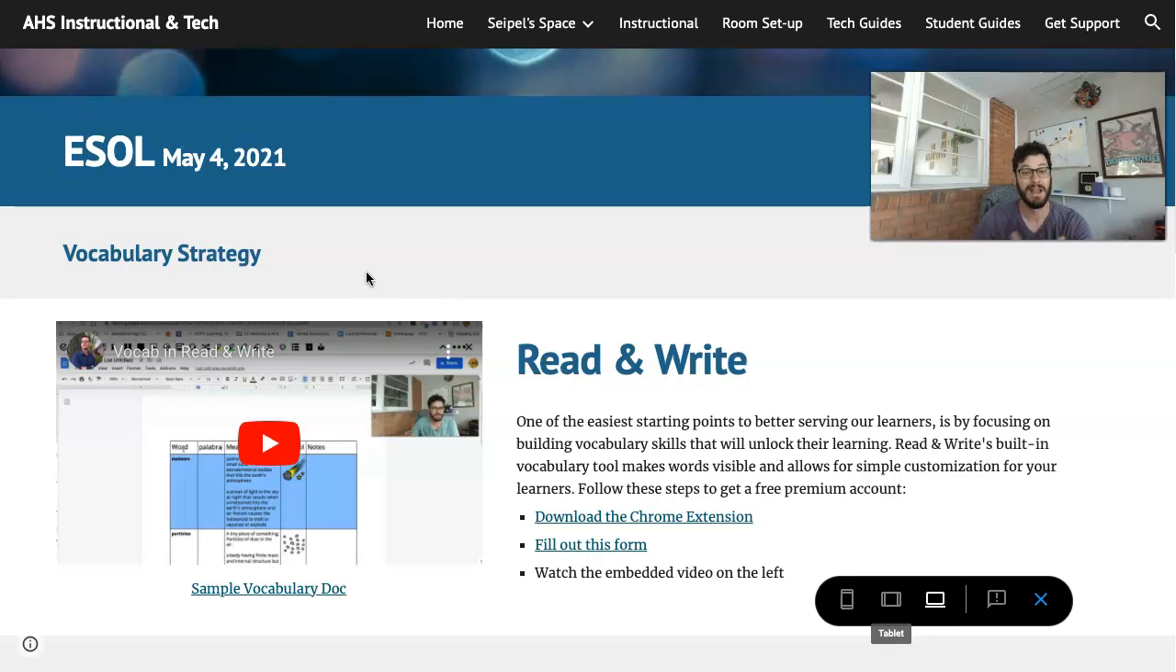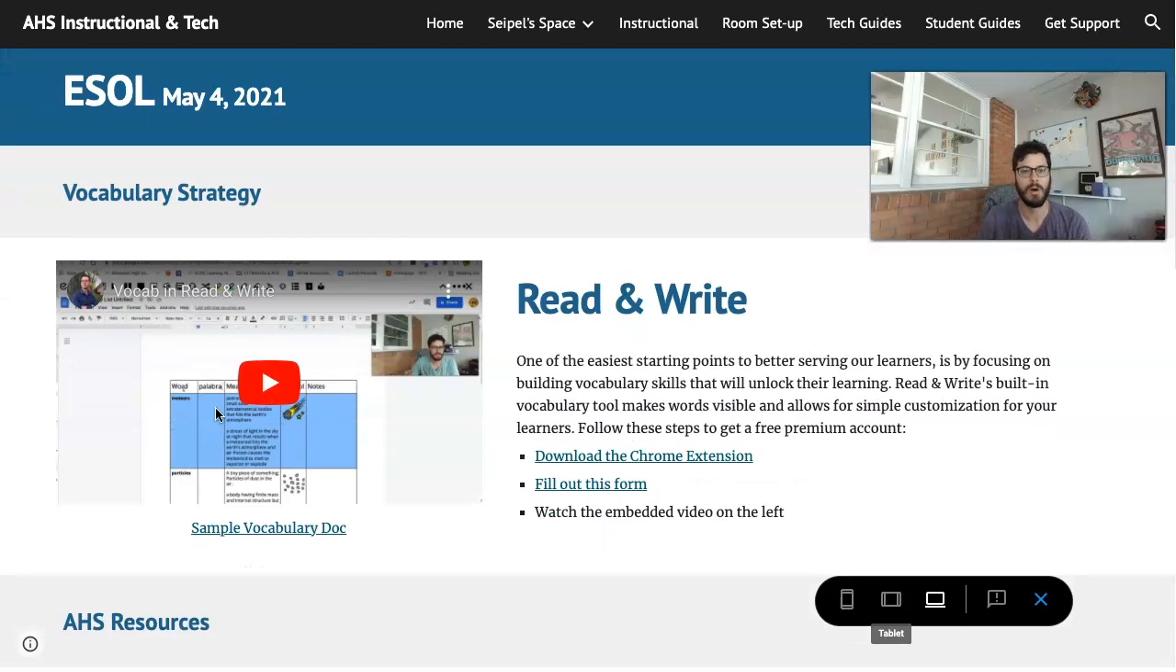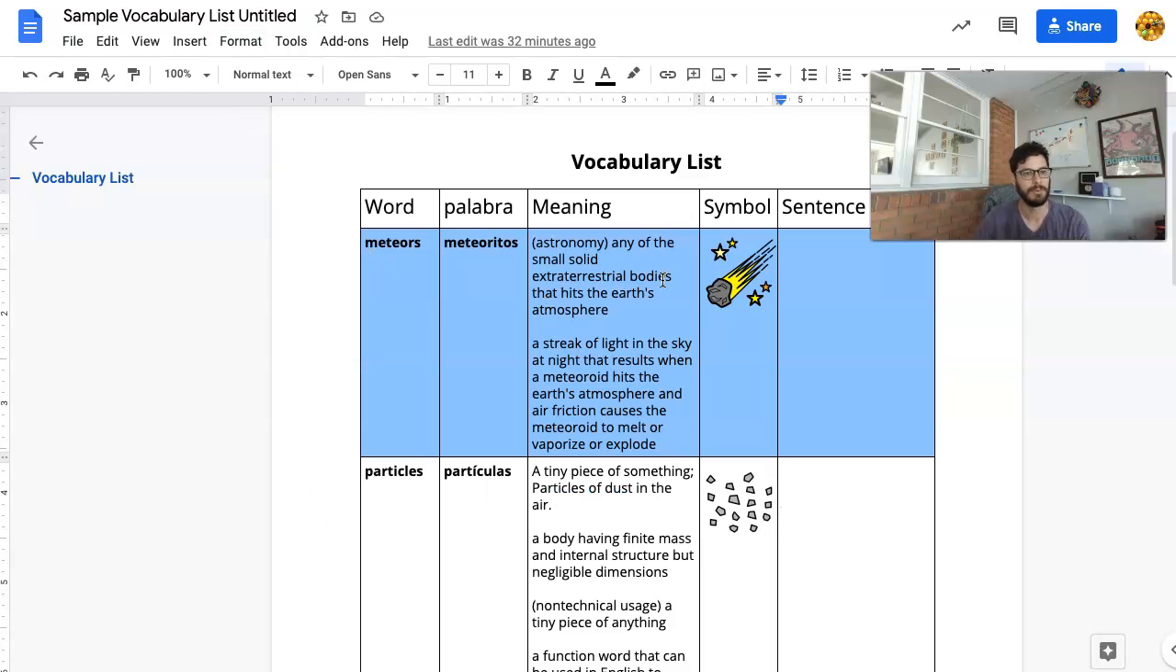And by helping our students, and this goes for every student, to help them unpack our content-specific vocabulary terms, it really unlocks so much learning for our kiddos, every student, but especially for our ESOL students. So as you look through this resource, you'll notice that there is a video walkthrough of how to use Read 'em Right for this specific purpose. There are many other ways you can use this tool, but today we're really looking at a sample vocabulary resource. And I have an example here.